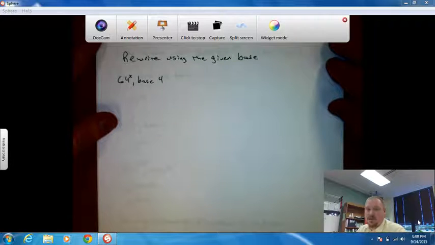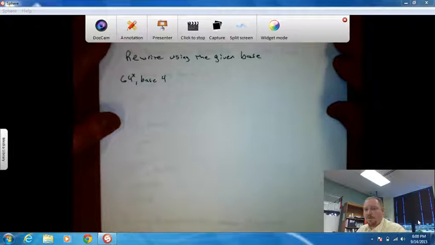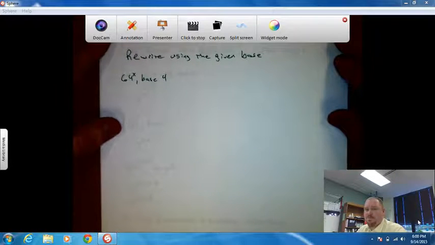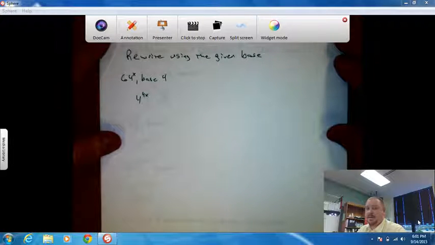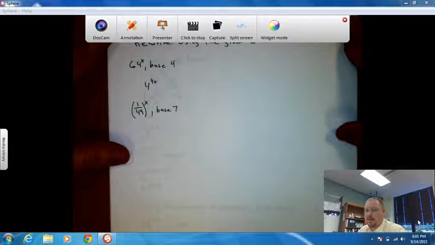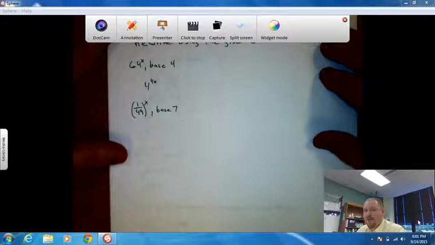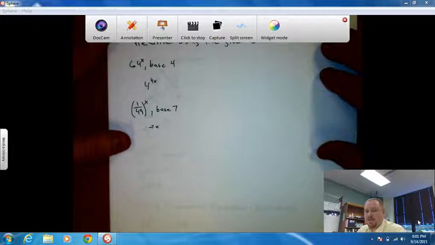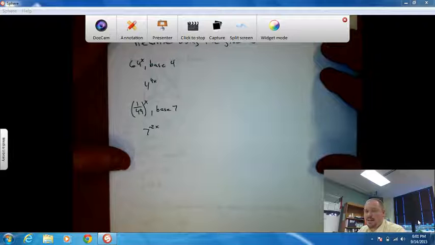One of the skills we need to have is learning to rewrite an expression in a different, smaller base. So for instance, 64 to the x, well, 64 can be written as 4 to the fourth, and just keep the x. Similarly, 1 over 49. If I'm going to use base 7, I know that 7 squared is 49, and for a fraction, I can make that negative. So 1 over 49 to the x can be written as 7 to the negative 2x.